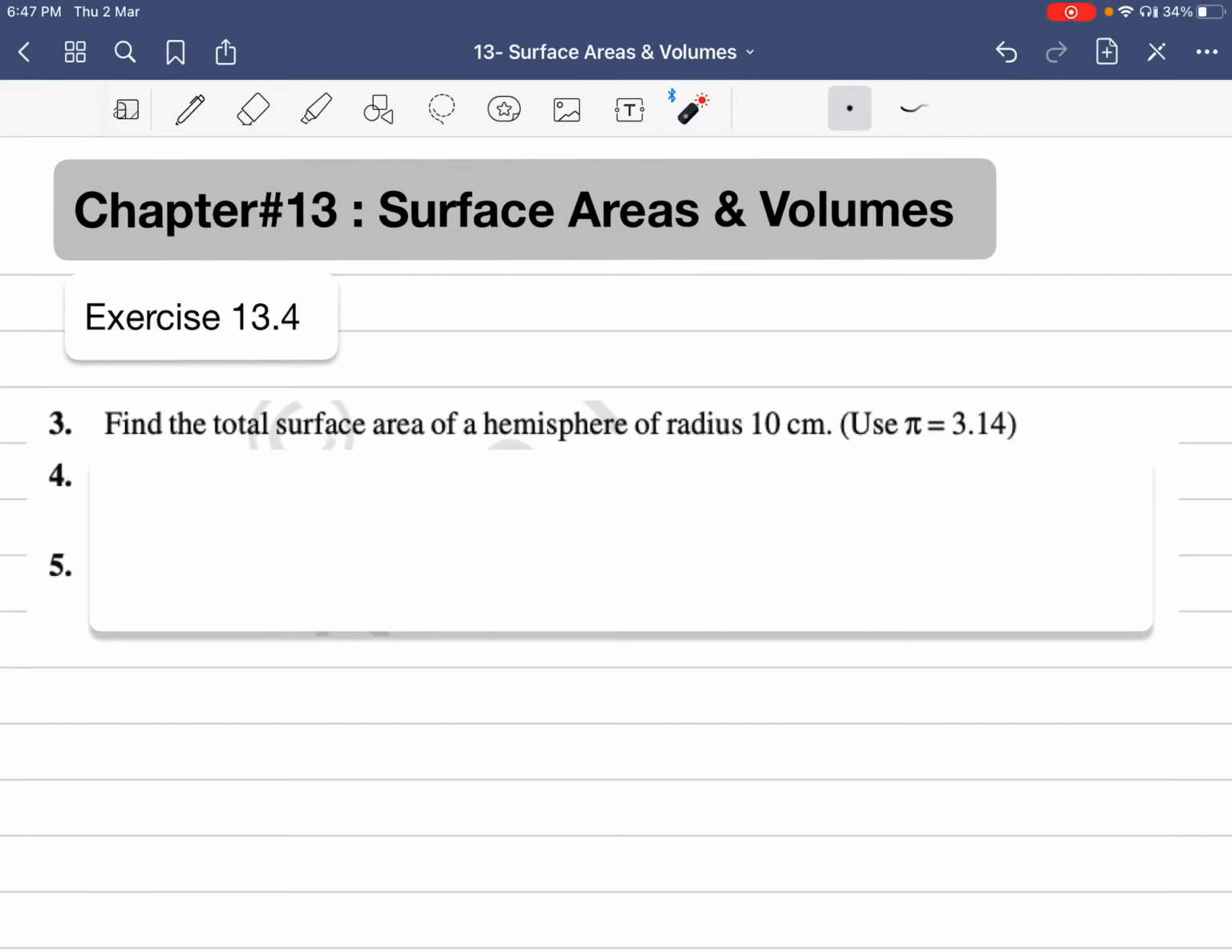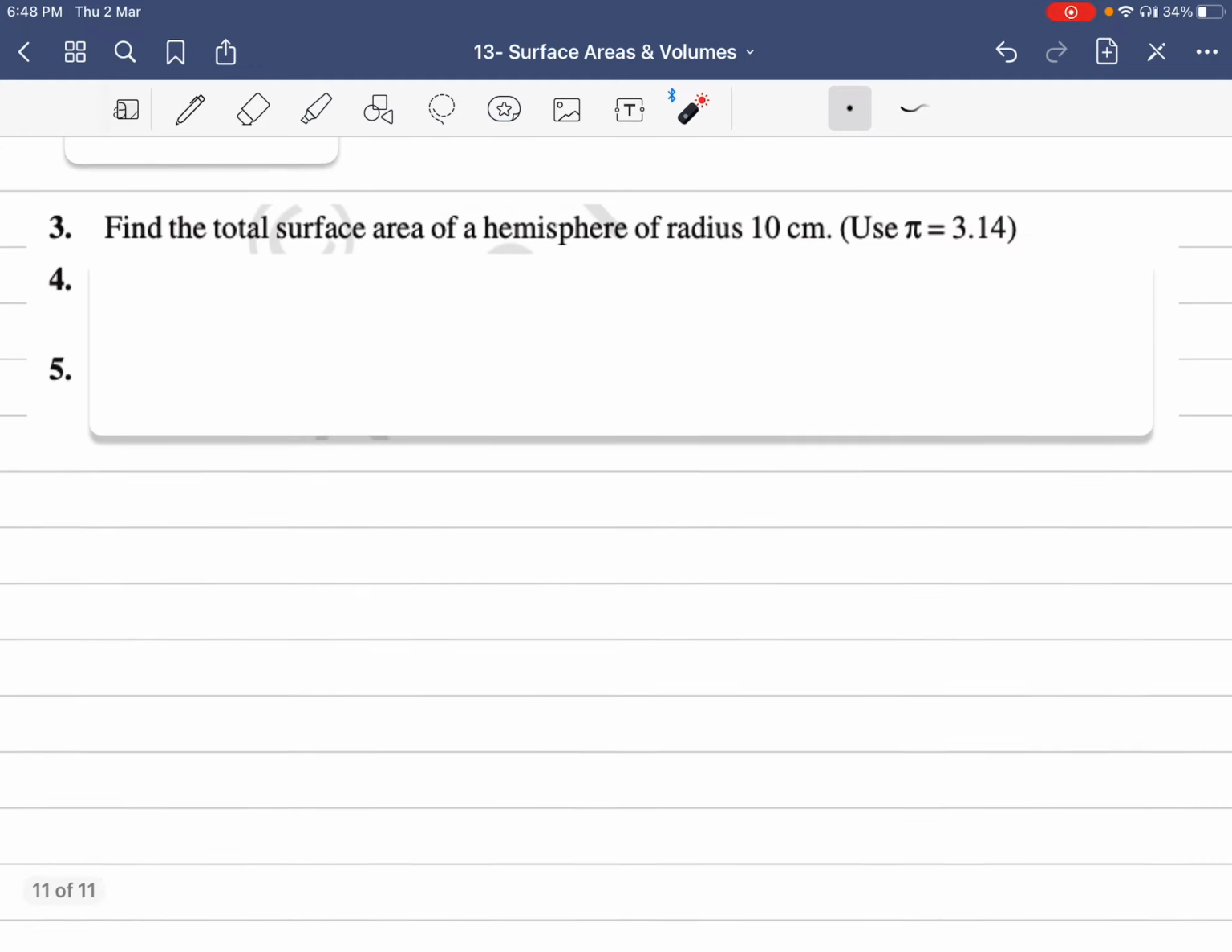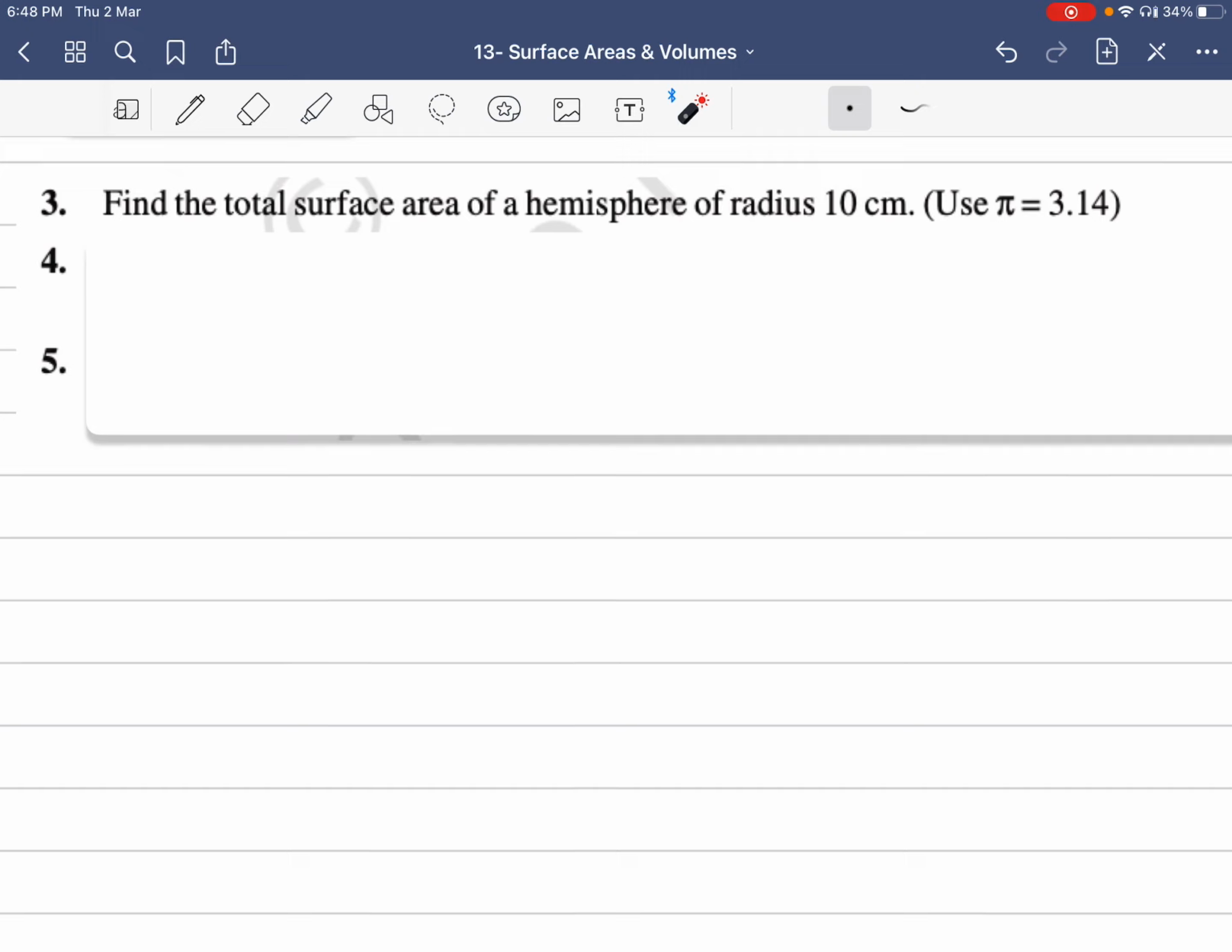So in this video, we are going to solve questions from exercise 13.4, which belongs to chapter number 13, surface areas and volumes. Let's see what is question number 3. I'm going to zoom in. Find the total surface area of a hemisphere of radius 10 centimeter. Use pi equal to 3.14.